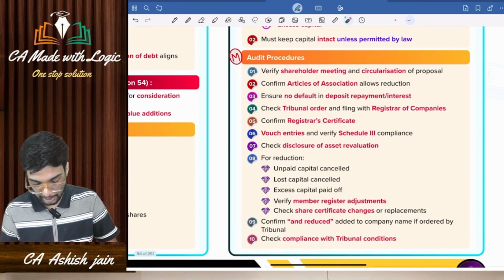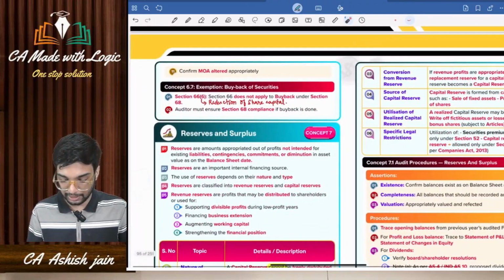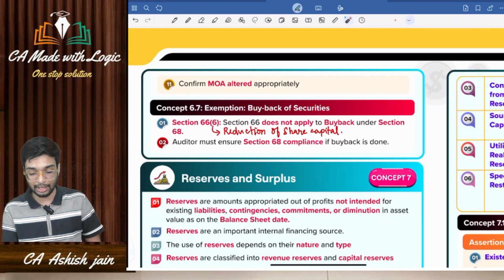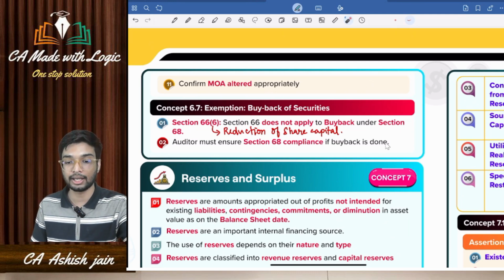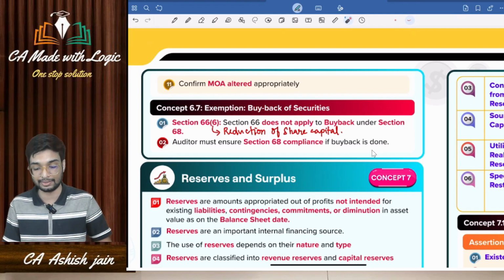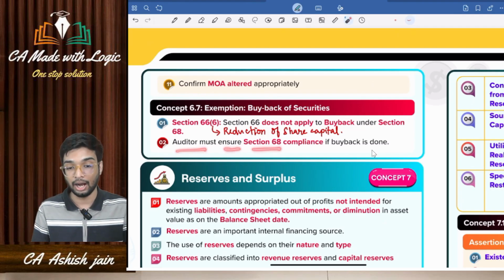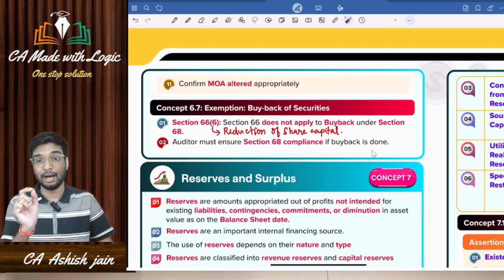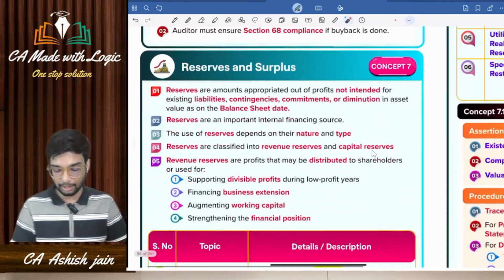Okay, we have covered all the points there. Then comes exemption from buyback of securities. Under reduction of share capital, if a company reduces its share capital, then it cannot do a buyback of shares. So buyback of securities cannot be done. The auditor must ensure compliance with Section 63 if buyback is done, and check whether compliance with Section 68 has been done or not.